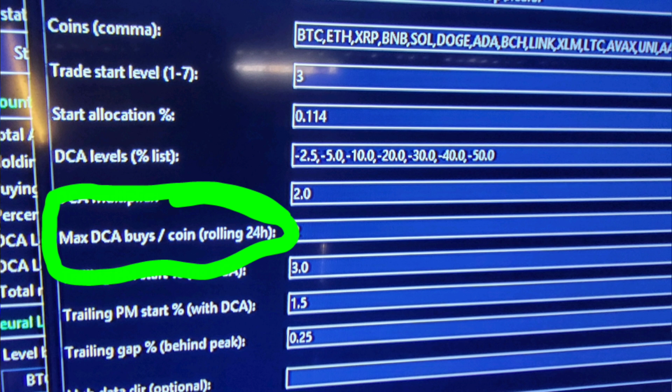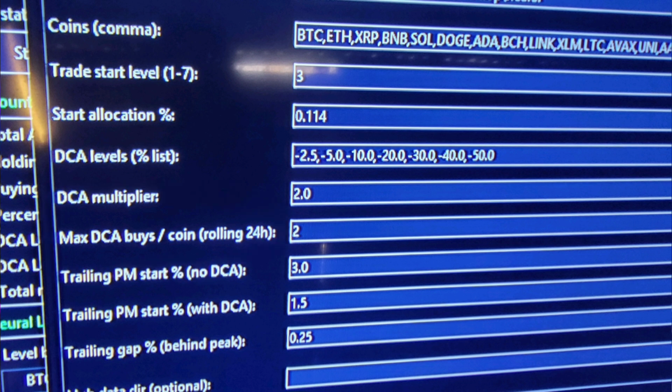The next setting is the max DCA buys per coin per rolling 24-hour window. I have that defaulted to 2. That just means it can only do a max of 2 DCA buys for every 24 hours for each coin. That way, if you have a coin that does a huge drop, it doesn't do a bunch of DCAs into it all of a sudden. It'll do a couple of them, and then it'll wait for a day, wait for the price to settle some, and then if it should DCA again at that point after it's been 24 hours, then it'll fire off another one. If not, then it'll just wait.